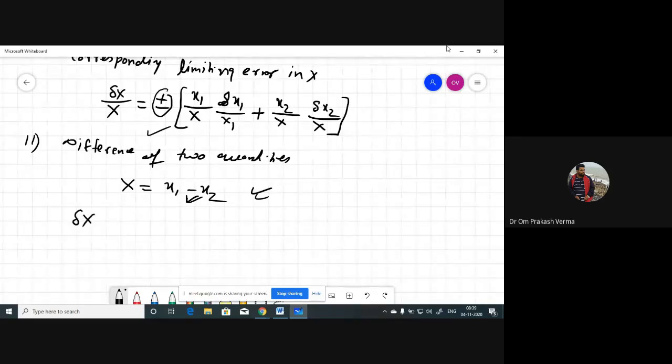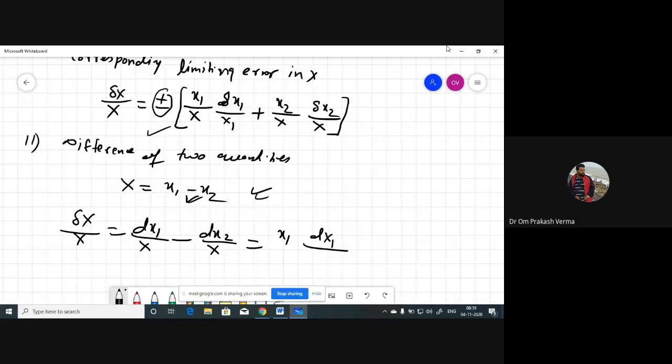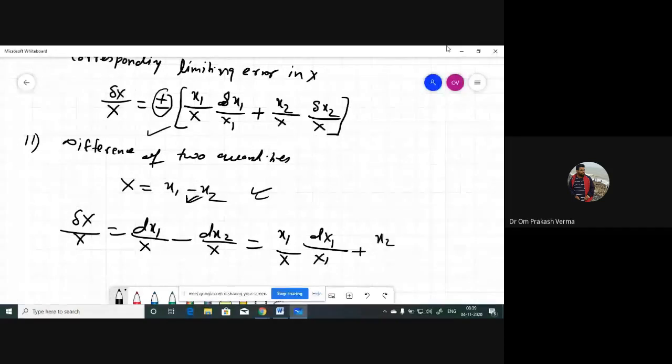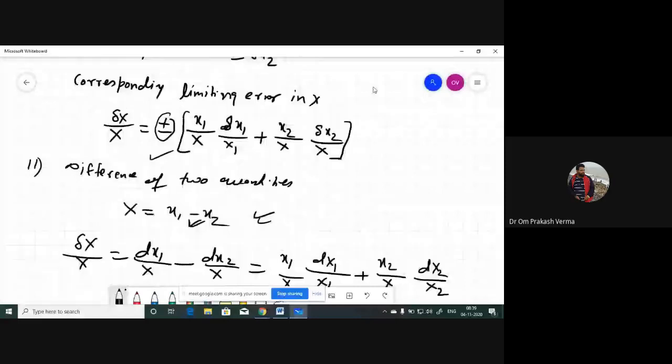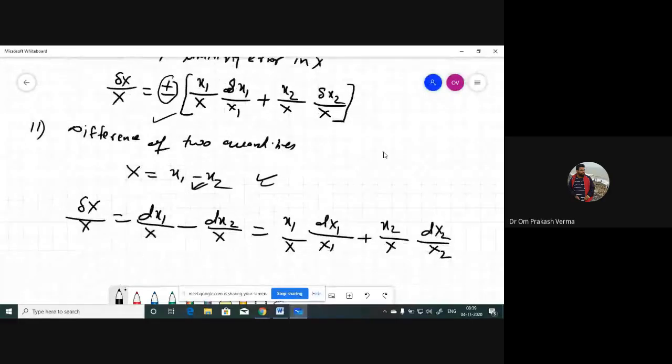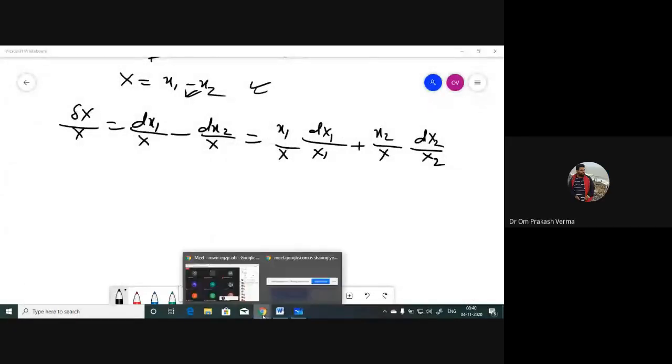So delta x by capital X is equal to again dx1 upon x minus dx2 by capital X. Again इसको क्या करेंगे? x1 dx1 by x1 and we divide by the x, right? In a similar way, you can write like this also. Any problem, students? बोलो भाई, yes or no? No, sir. Okay. So we can proceed like this.